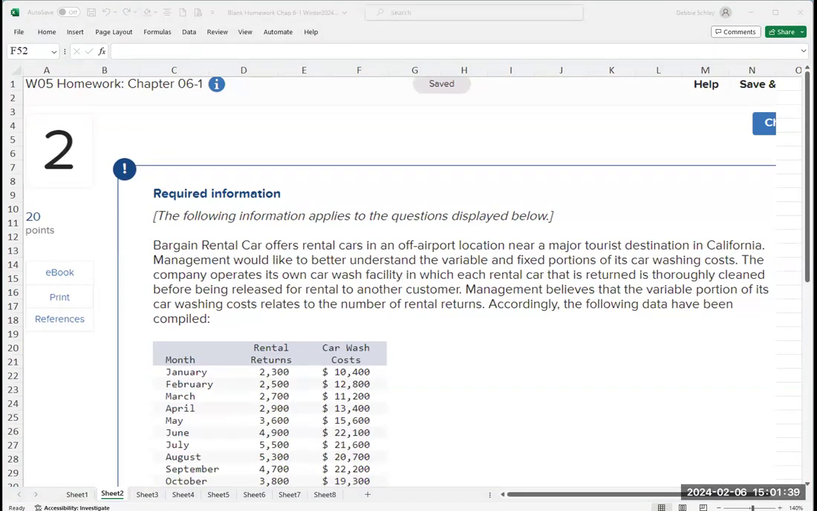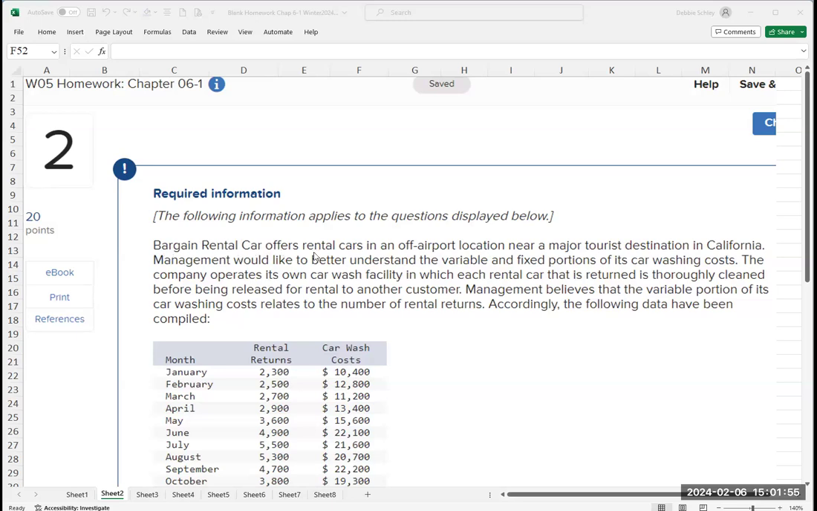And there was some question on how to do the chart in Excel. And so hopefully I'm going to be able to show you how to insert the chart and get it to show the equation that will have the answers in it for you.